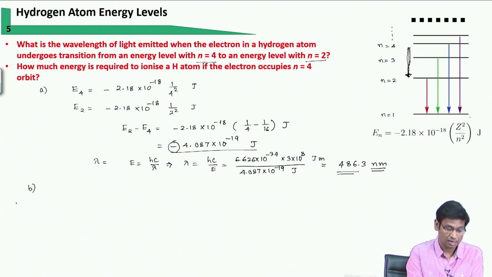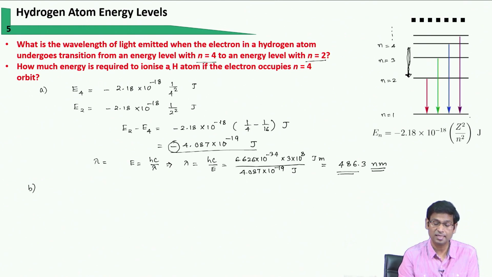Now, let us look at the second bit. It says how much energy is required to ionize hydrogen atom if the electron occupies n equals 4 level. So, that means my electron is here to begin with and I am ionizing it. What does it mean?